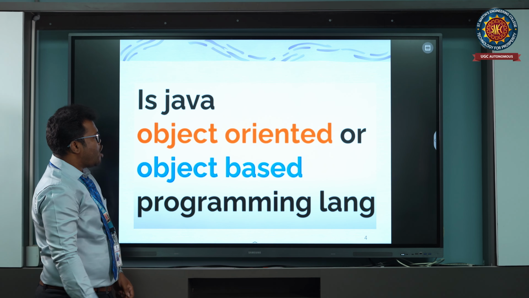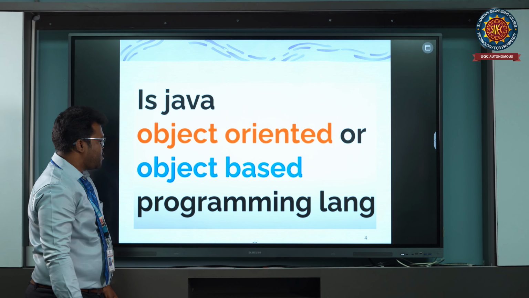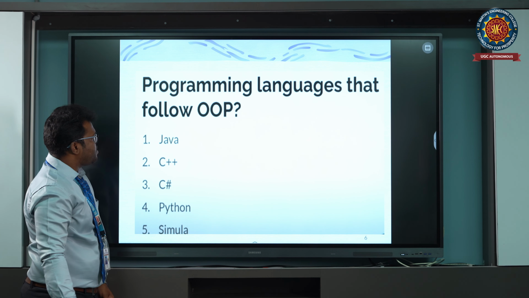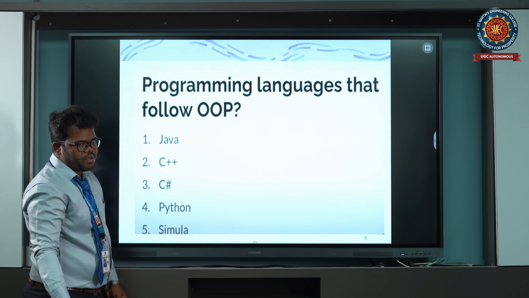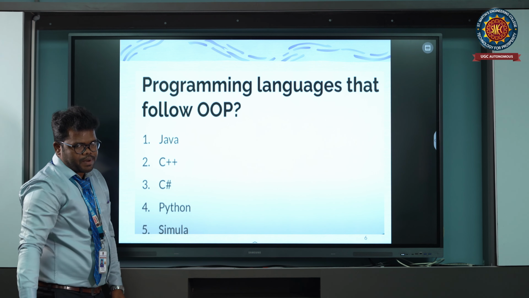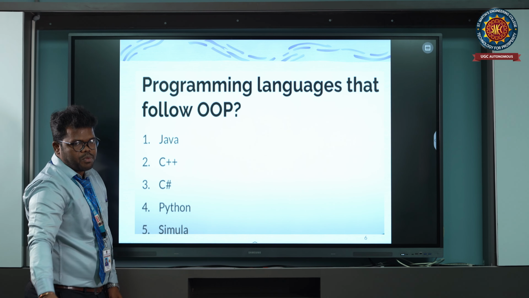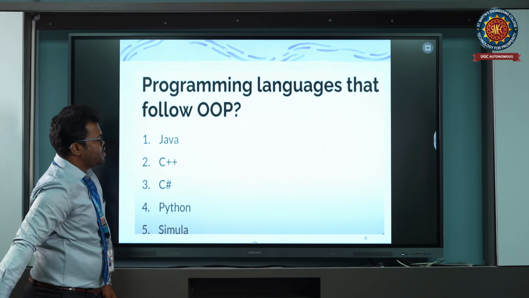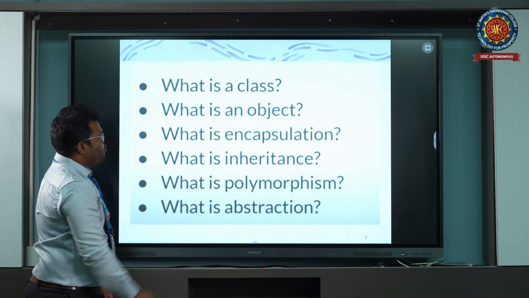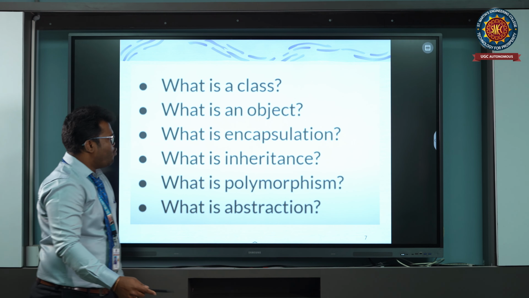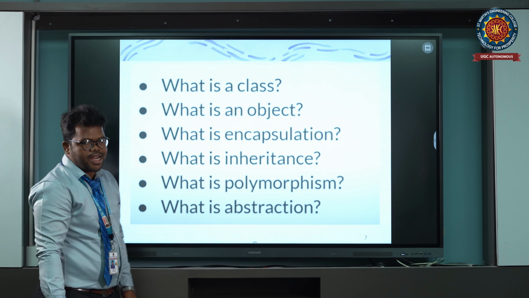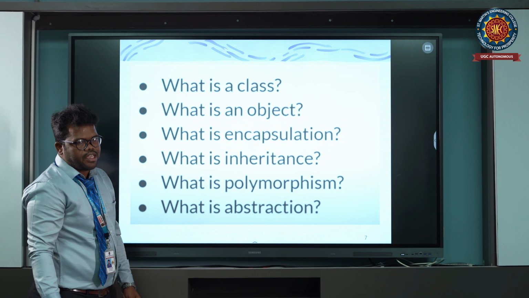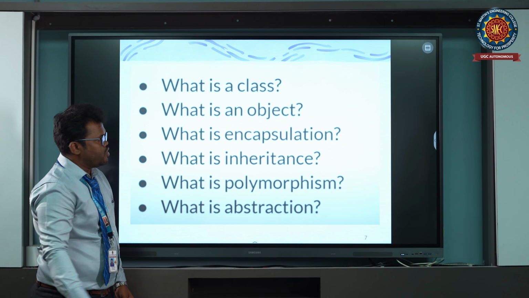Is Java an object-oriented or object-based programming language? We have to discuss programming languages that follow OOPS. What are the OOPS programming languages? Java, C++, C#, Python and similar. These are the programming languages that follow OOPS concepts. Next: what is class, what is object, what is encapsulation, what is inheritance, what is polymorphism, what is abstraction. These are the six concepts of OOPS.